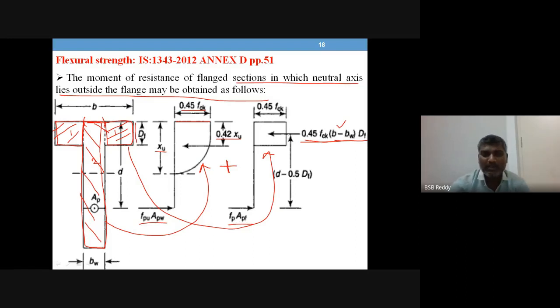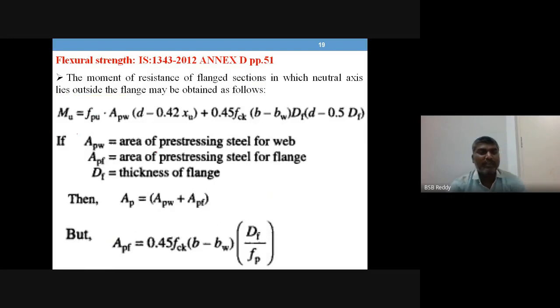You can see the centroid of this one is well known, half of Df. So the lever arm will be calculated as d minus half of Df, nothing but d minus 0.5 times Df. The centroid of this one is at 0.42 Xu from top. That is how it is being taken, and this force is again the same as in the earlier case. Now how do you write the formula for finding Mu for this case? It is like fpu Apw.